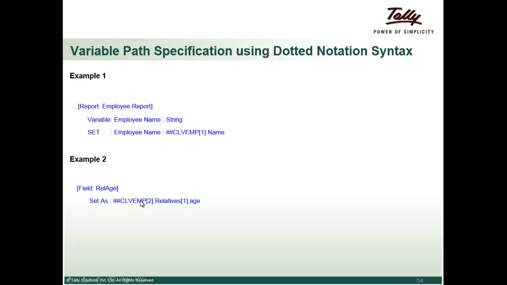And in the same way, if you see the second example, CLV-emp is a compound list variable. Inside the CLV-emp compound list variable, there is one more list variable, that is relatives, and then inside relatives there is a simple variable called age. So I am accessing the age of the first relative of the second CLV-emp. So this is how you give a dotted notation, that is, you follow the hierarchy.